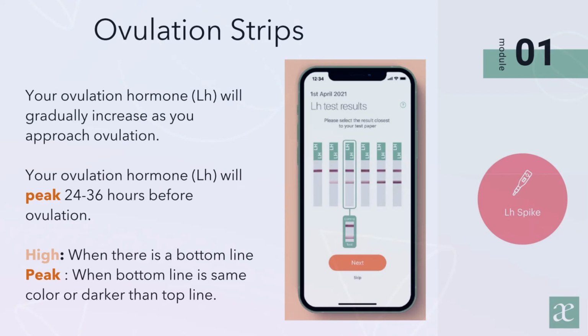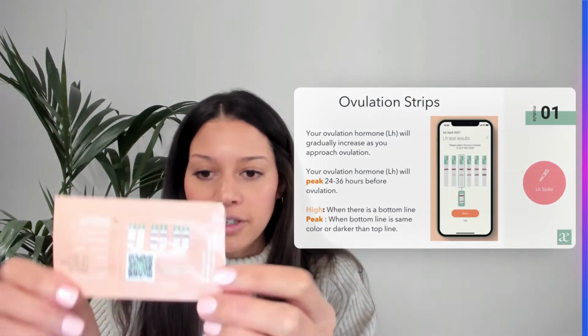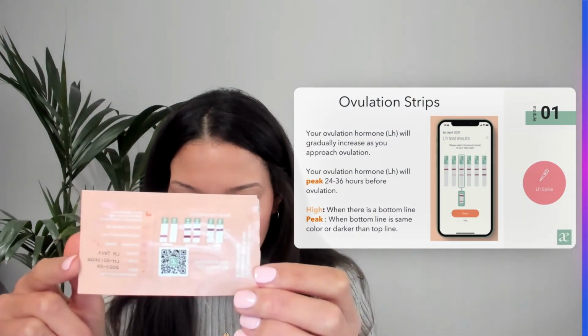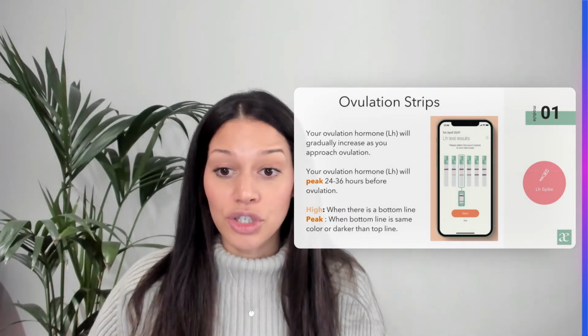Okay. Then you are going to compare it to these lines right here. So you're going to see where it sits. If it sits in 2, 3, and 4, that means LH is high. If it sits at the last two, that means it's peak. And there's also a nice little reminder on the back of the ovulation strip. So that's how you use ovulation strips.